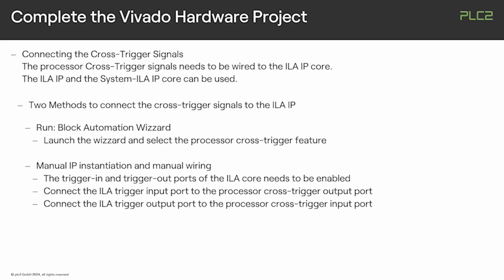Perhaps it is not always seen, this block automation wizard, for example, for RISC-V, for the selective IP core, as I mentioned, I will find the external signals, and I'm quite sure that there we have not the availability of this block automation wizard. So therefore, at the end, it is always possible that we have a manual wiring for our IPs of trigger ins and trigger outs, and therefore to connect the ILA trigger in with a processor trigger out and connecting the ILA trigger out to the processor trigger in, quite obvious.